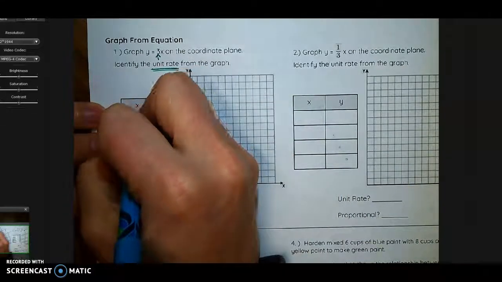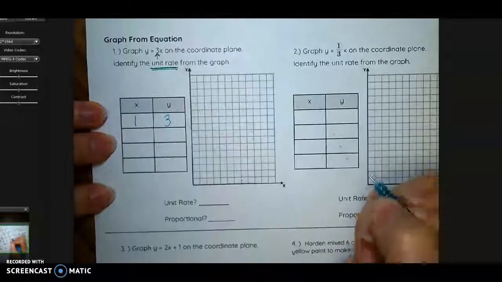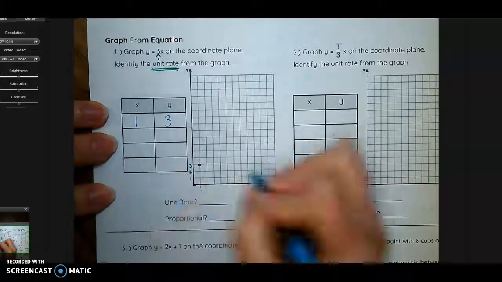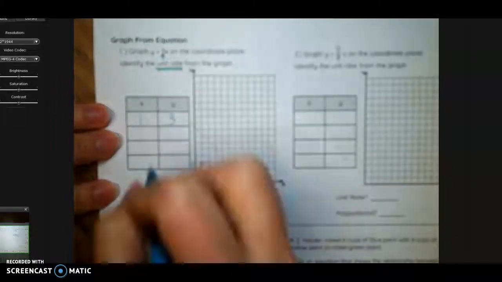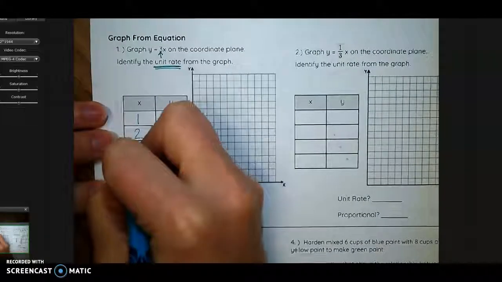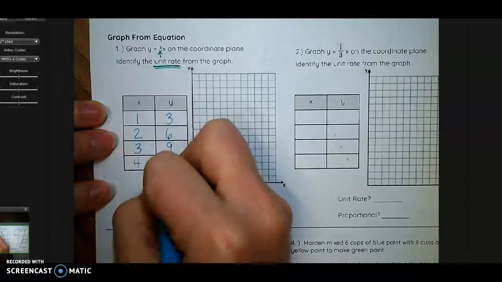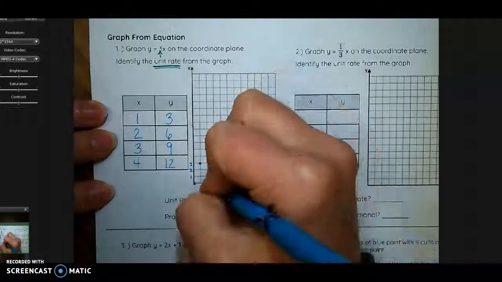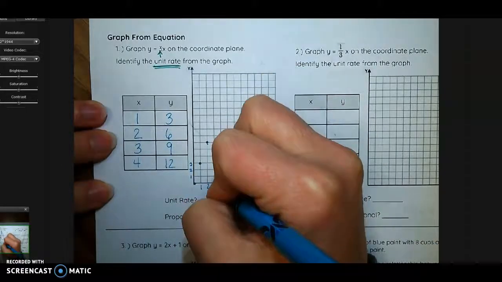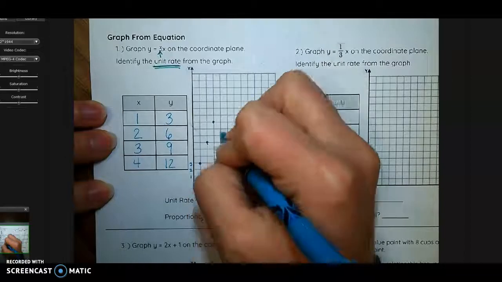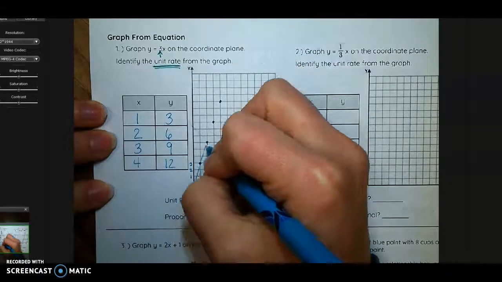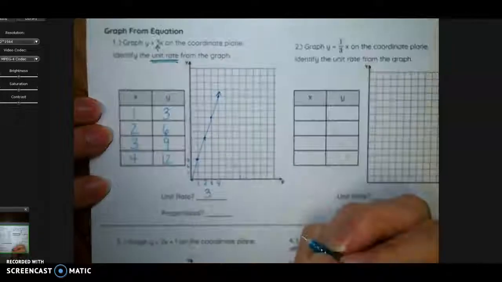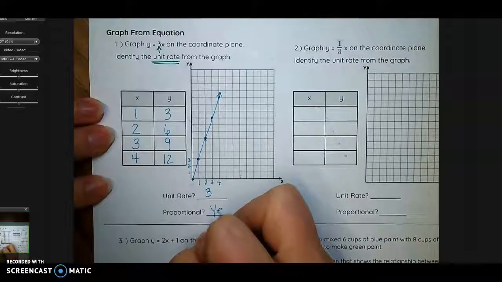Well, that means when x is 1, that y must equal 3. So if I go over 1, I can go up 3, and that's where my unit rate is. So now every time I go over 1, I should go up 3 more. Over 1, up 3 more. Over 1, up 3 more. And there is the line that I can graph. My unit rate, once again, is 3. And is it proportional? And the answer is yes.